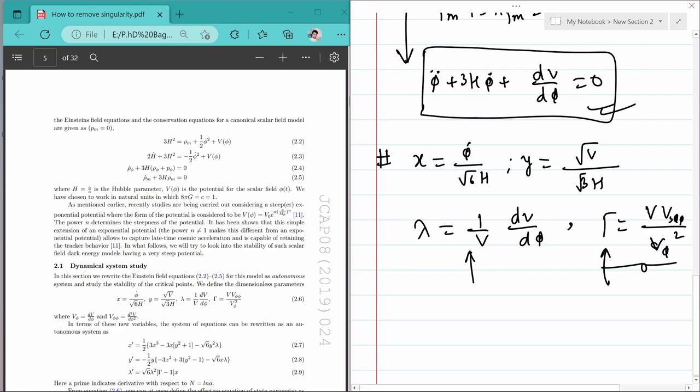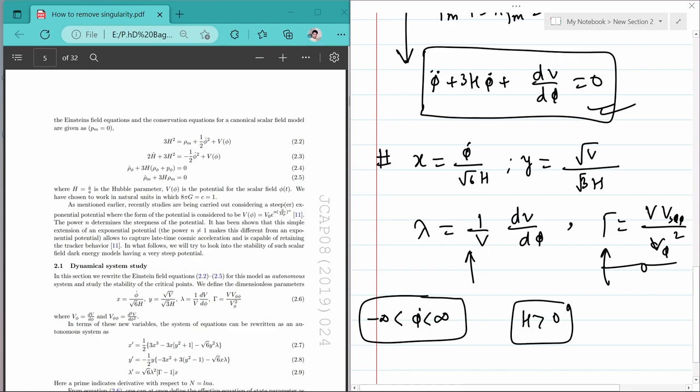Now here you can see that x is dependent on phi dot, and phi dot can vary from plus infinity to minus infinity. There is no problem in it, because phi can take any value between minus infinity to infinity. Now h is always a positive quantity, because it is Hubble. We are not talking about a contracting universe, we are always talking about the expanding universe. So in our universe, h is always positive, which makes x be between minus infinity to plus infinity.